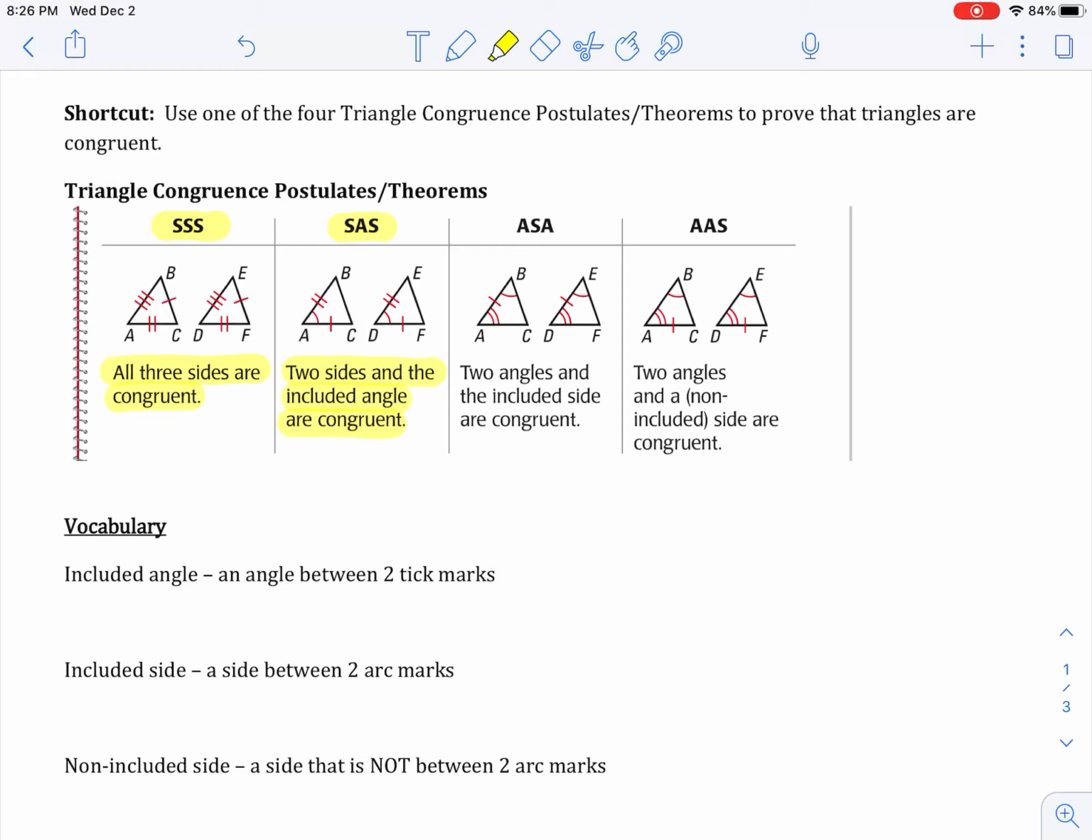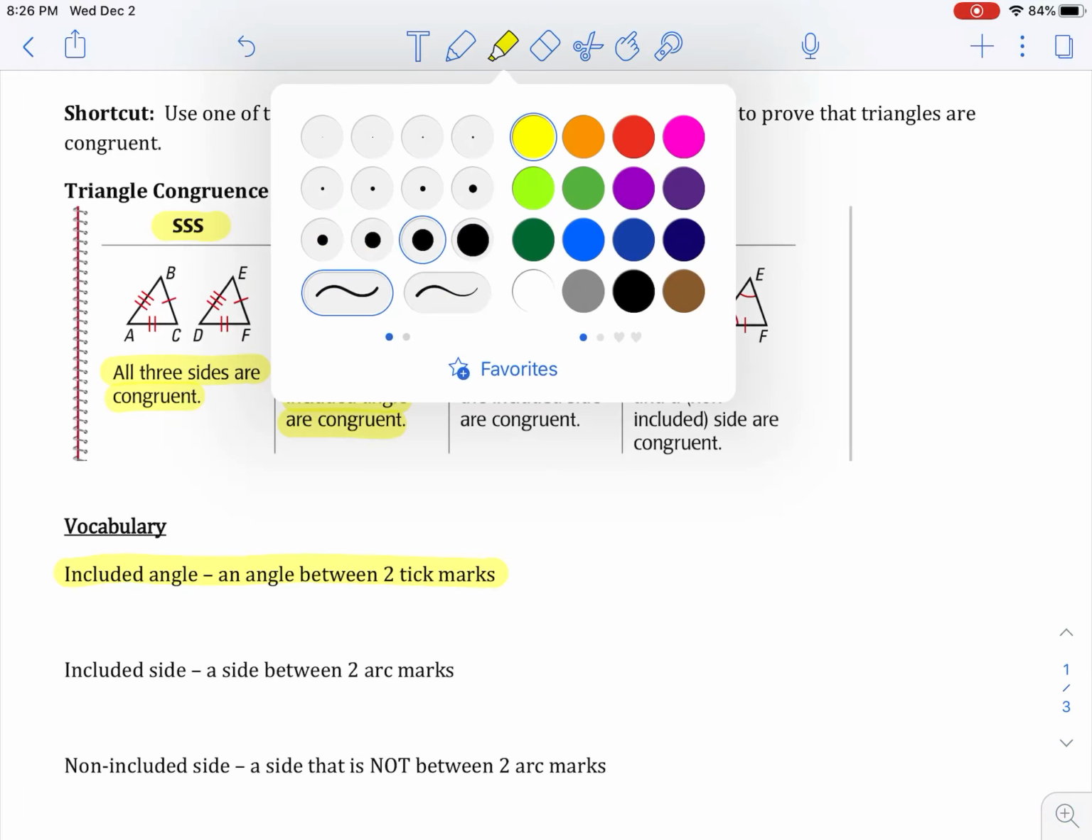So we can take that shortcut. Let's talk about what an included angle is, though. What the heck's an included angle? If you come down below, an included angle is an angle that is between two tick marks. So if you look at the picture, let me pick a different color.